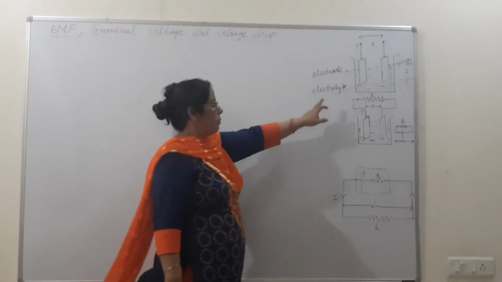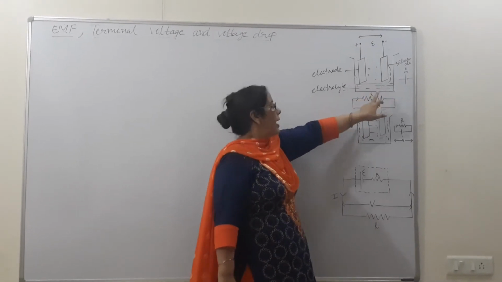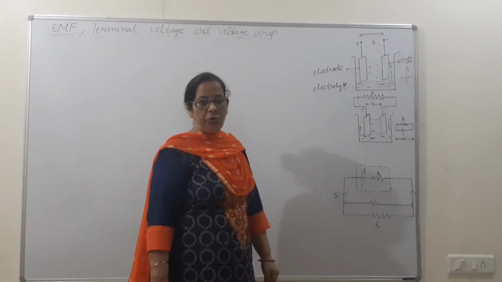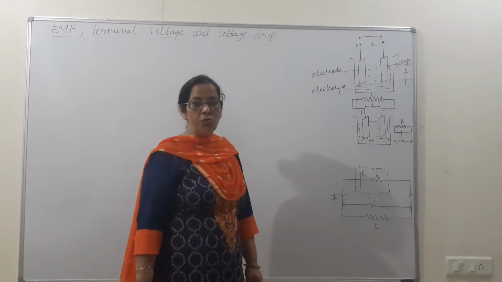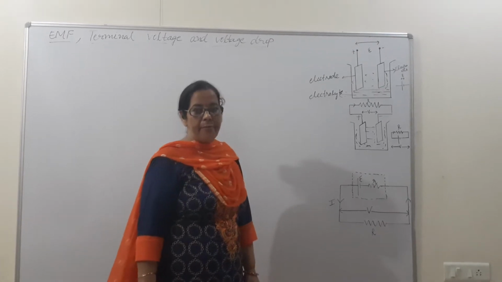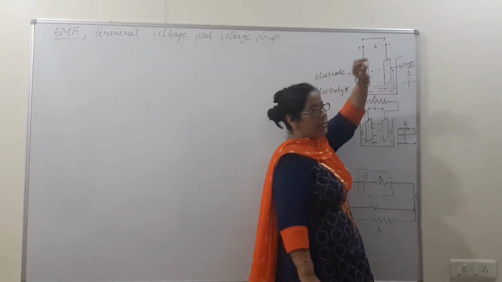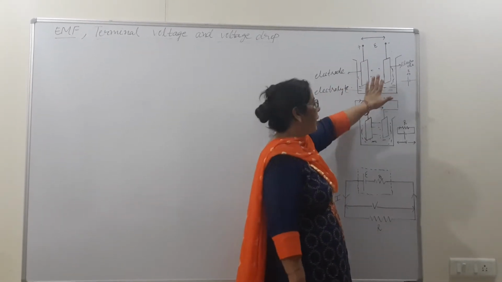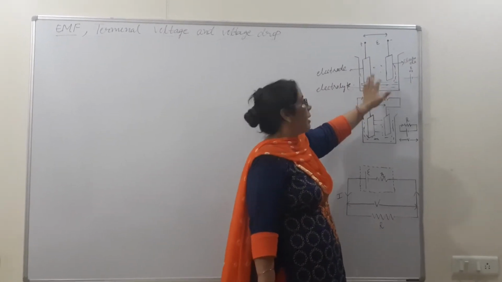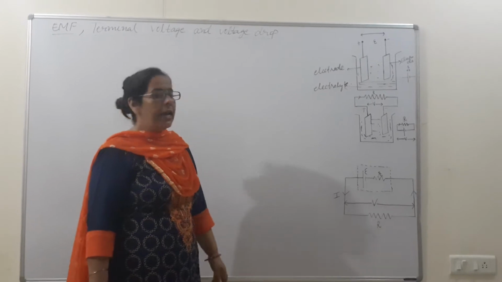In chemistry, you have read about the cell. A cell has two electrodes and an electrolyte. Different cells have different electrodes and different electrolytes used in them. Then, beta, what is EMF, electromotive force? It is the potential difference across the terminals of the cell when we are not drawing any current from it, when the cell is in open circuit.